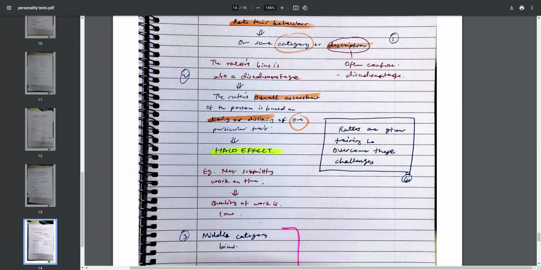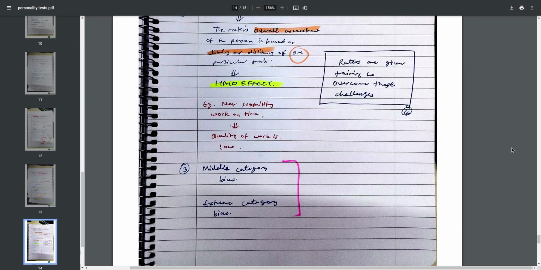Halo effect is where one person assesses another person's overall personality based on liking or disliking their one particular trait. So for example, a boss may rate an employee's performance as very low because they're not submitting their work on time. But then the halo effect occurs when they also rate the quality of work as very low, because they don't like them being late. They also think of them as bad overall, which results in them rating their quality of work as low.